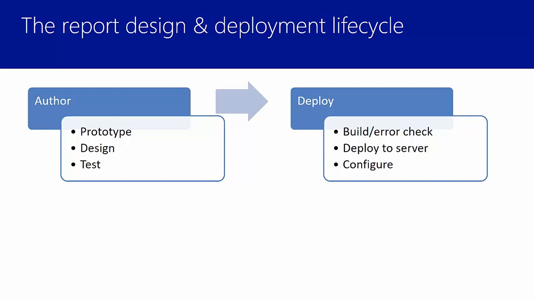So we go through design steps. We create our data sources, our data sets, we design data regions, we format the report, and then it's time to test it. And the report authoring tool provides that capability as well. Once the report is ready, then we deploy it to a server. At deployment time, we want to build it, test it, make sure that it doesn't return any errors. We deploy it to the server, we test it there, and then we may need to configure the report.